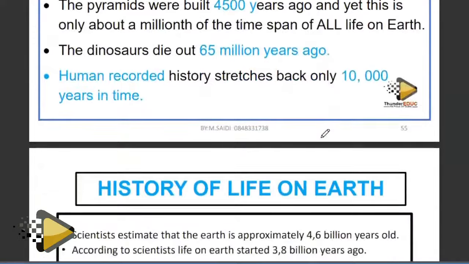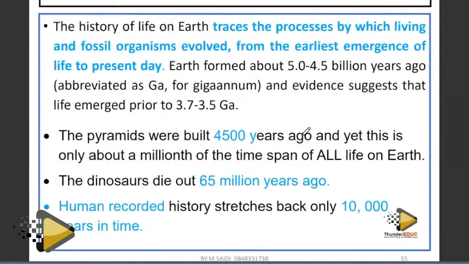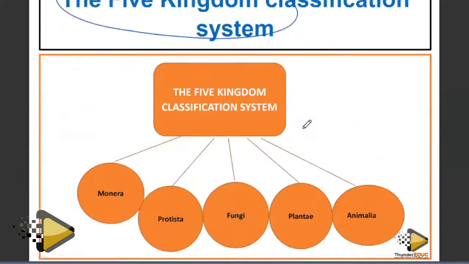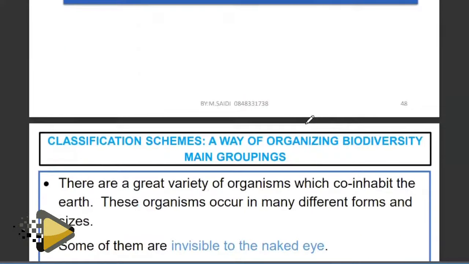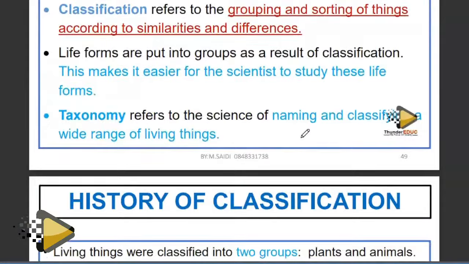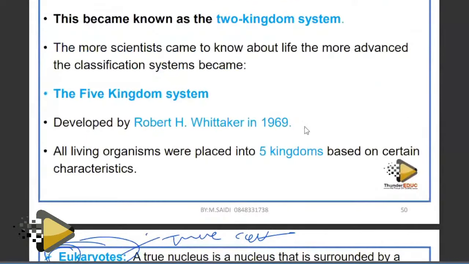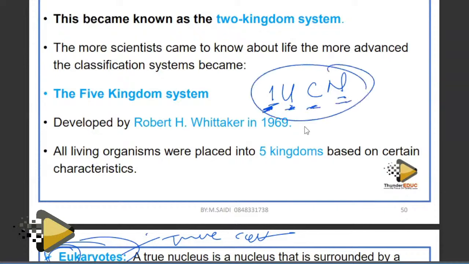Another thing you need to know about, before we go to the history of life, is the endangered species. Please, you must know that before you go to the paper. When I talk about endangered species, I'm talking about the IUCN, which means the International Union for Conservation of Nature. This comes to save those species which are going to be extinct. We call them endangered species.